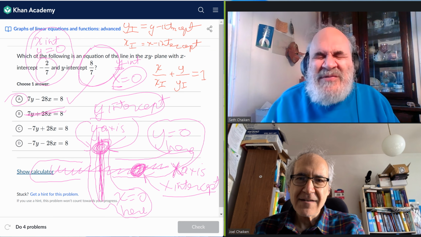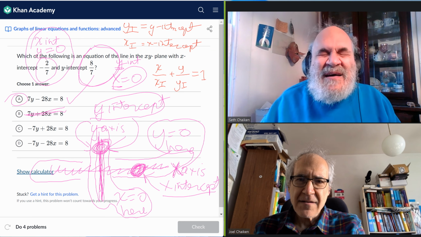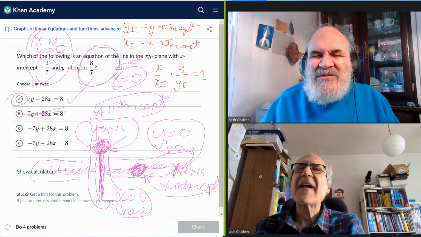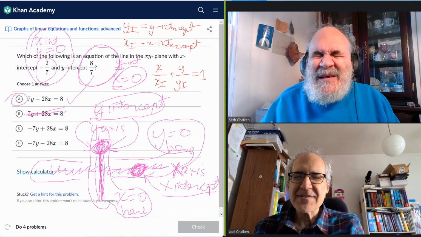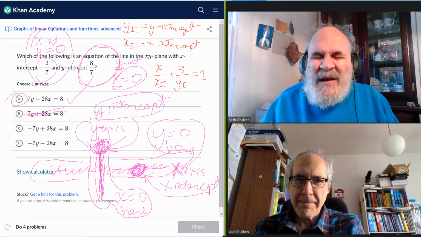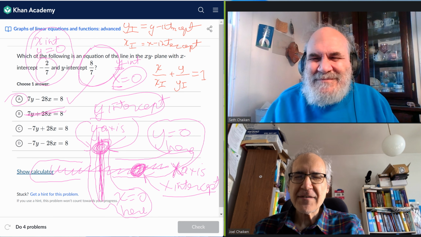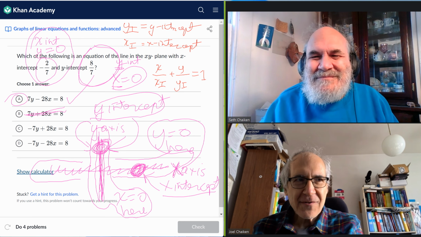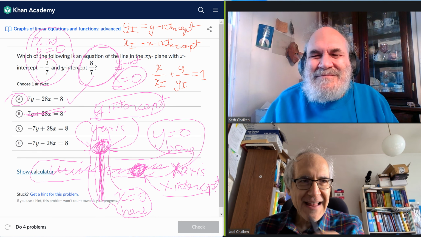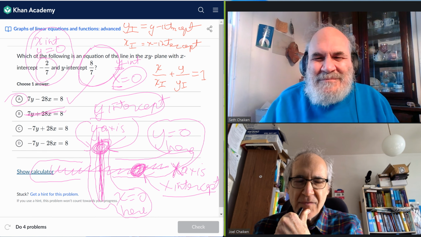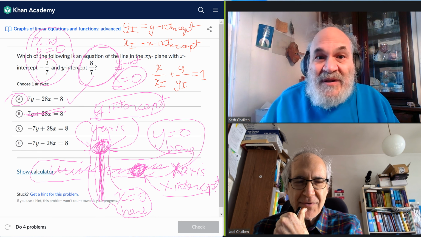So what happens when x equals 0? There's only one solution. x equals 0 is the y-intercept. And then what happens when y equals 0? When y equals 0, that's the x-intercept.